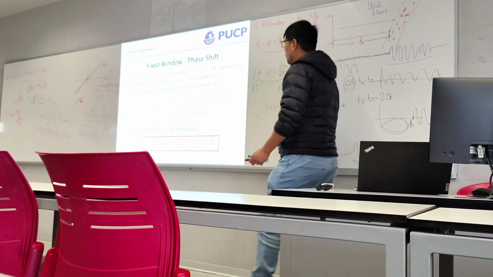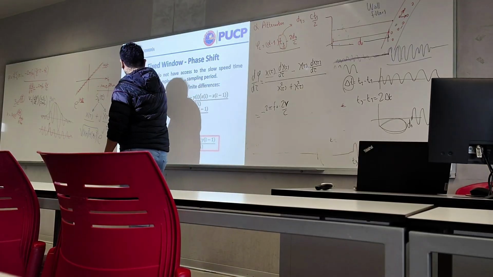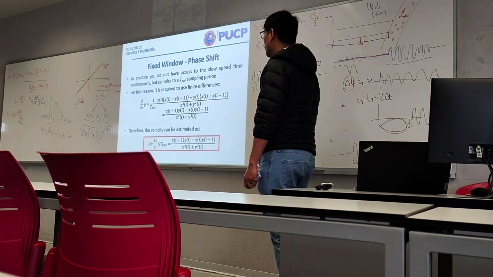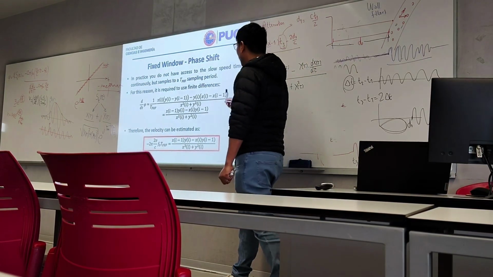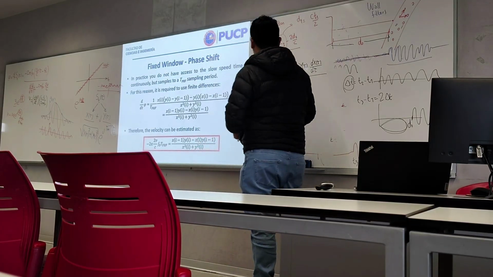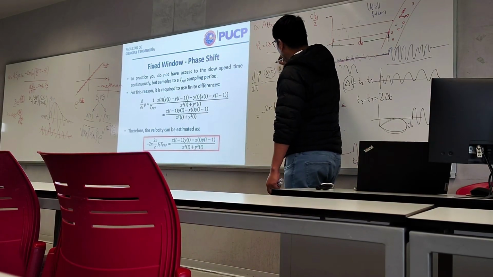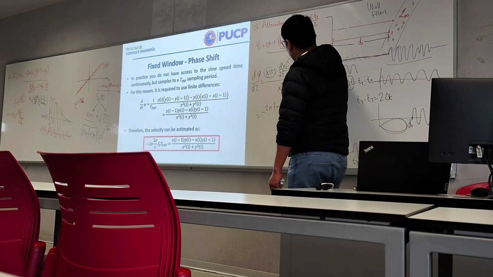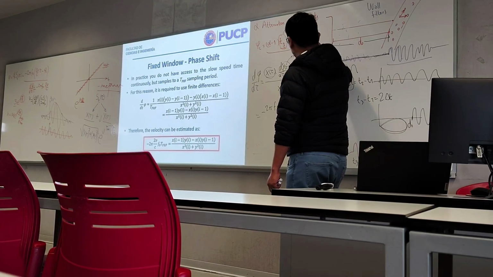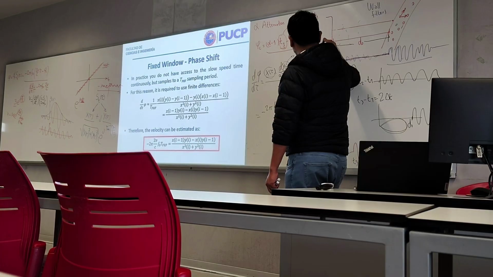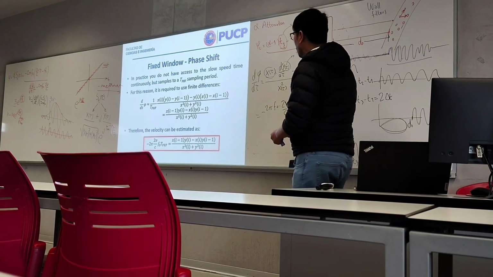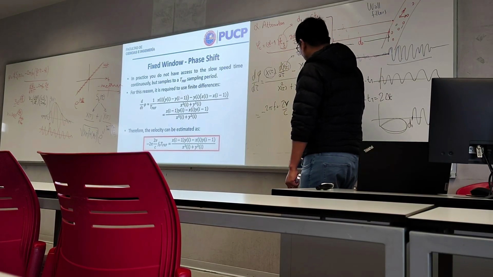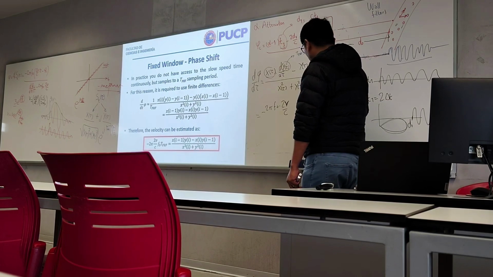In practice, we do not have access to the slow time signal continuously, but sampled at a TPRF sampling period. For this reason, it's required to use finite differences. This is basically just mentioning that x(t) and y(t) are not constant or continuous signals. They are only valid at TPRF, 2 TPRF, 3 TPRF, and so on. It's like a discrete signal.